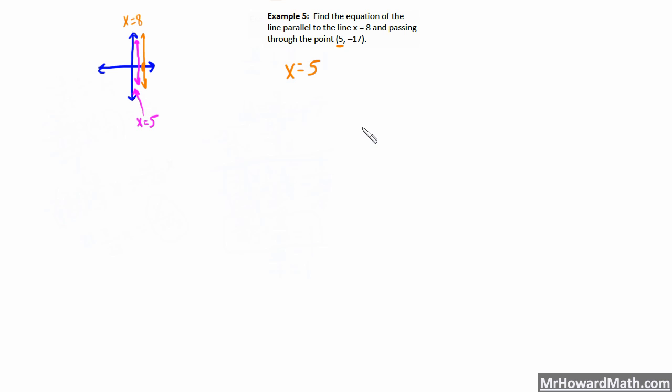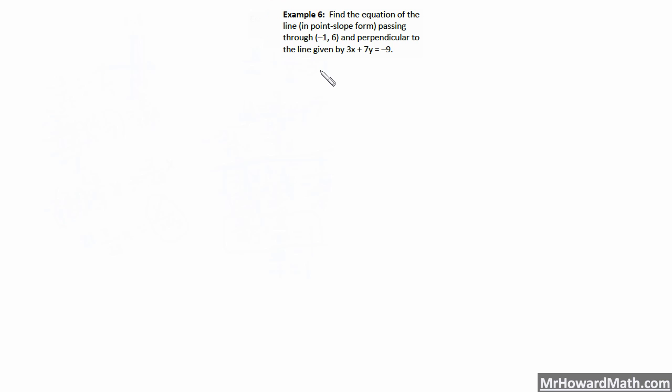Let's move on to example 6. Example 6 is a little bit more complicated. Find the equation of the line in point-slope form. So they want point-slope form here, which remember is y minus y1 equals m times x minus x1, where y1 and x1 are coordinates of a point, and x and y here are variables, and then m is the slope.